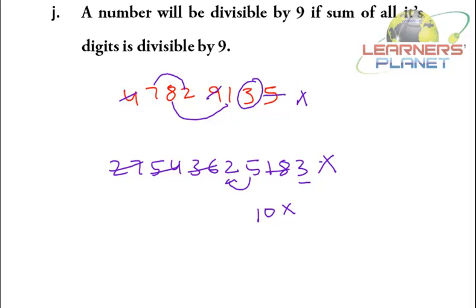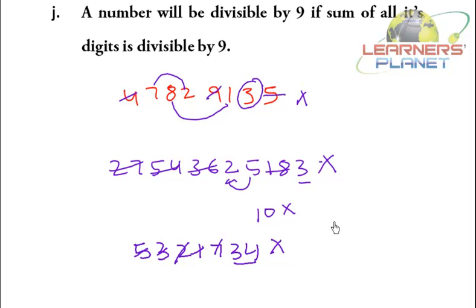Hence the complete number is not divisible by 9. Now let's take one more example. Here we get 5, 3, 2, 1, 7, 3, 4. So let's make the combination. 2 plus 7 is 9, 5 plus 3, 8 plus 1 is 9, and we are left with 3, 4. That is 3 plus 4, so 7 is not divisible by 9, hence the complete number is not divisible by 9.